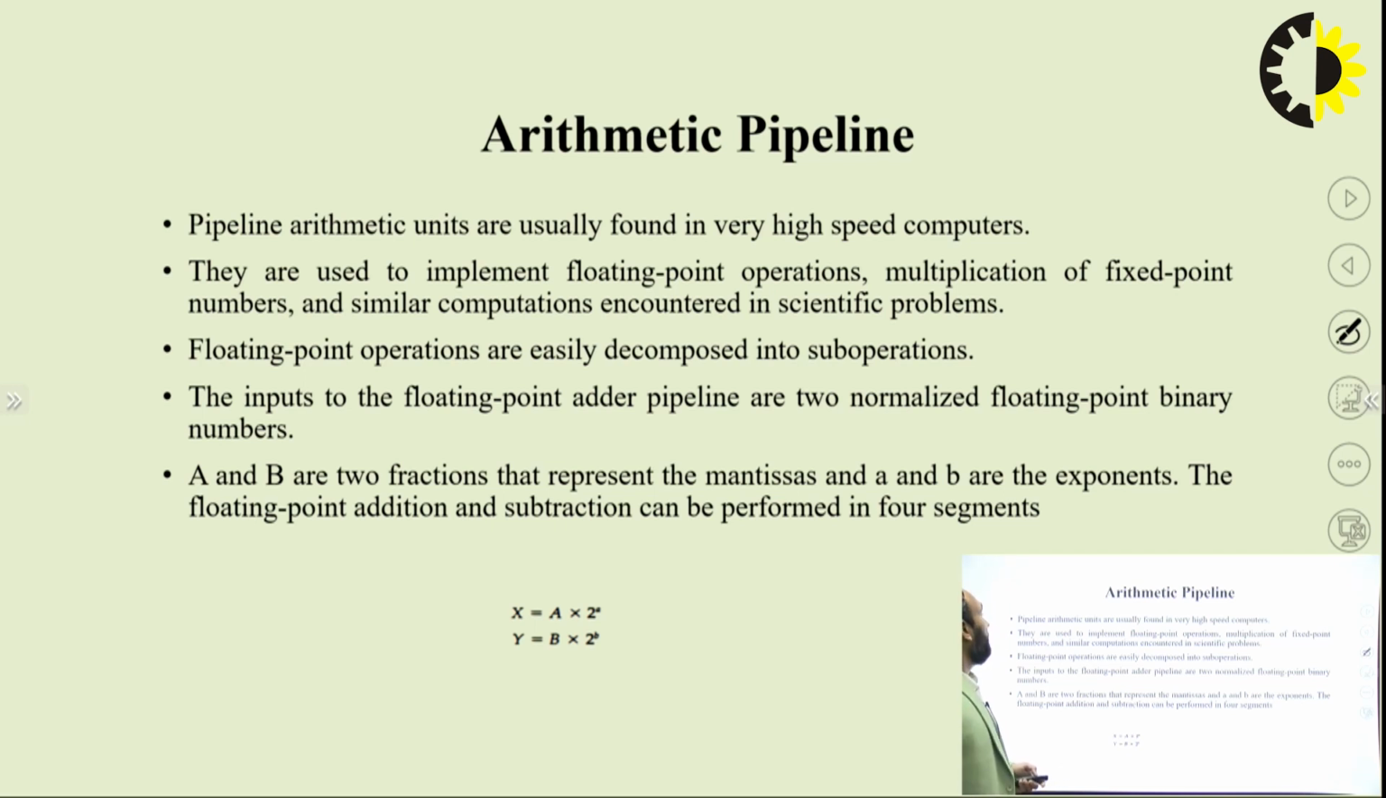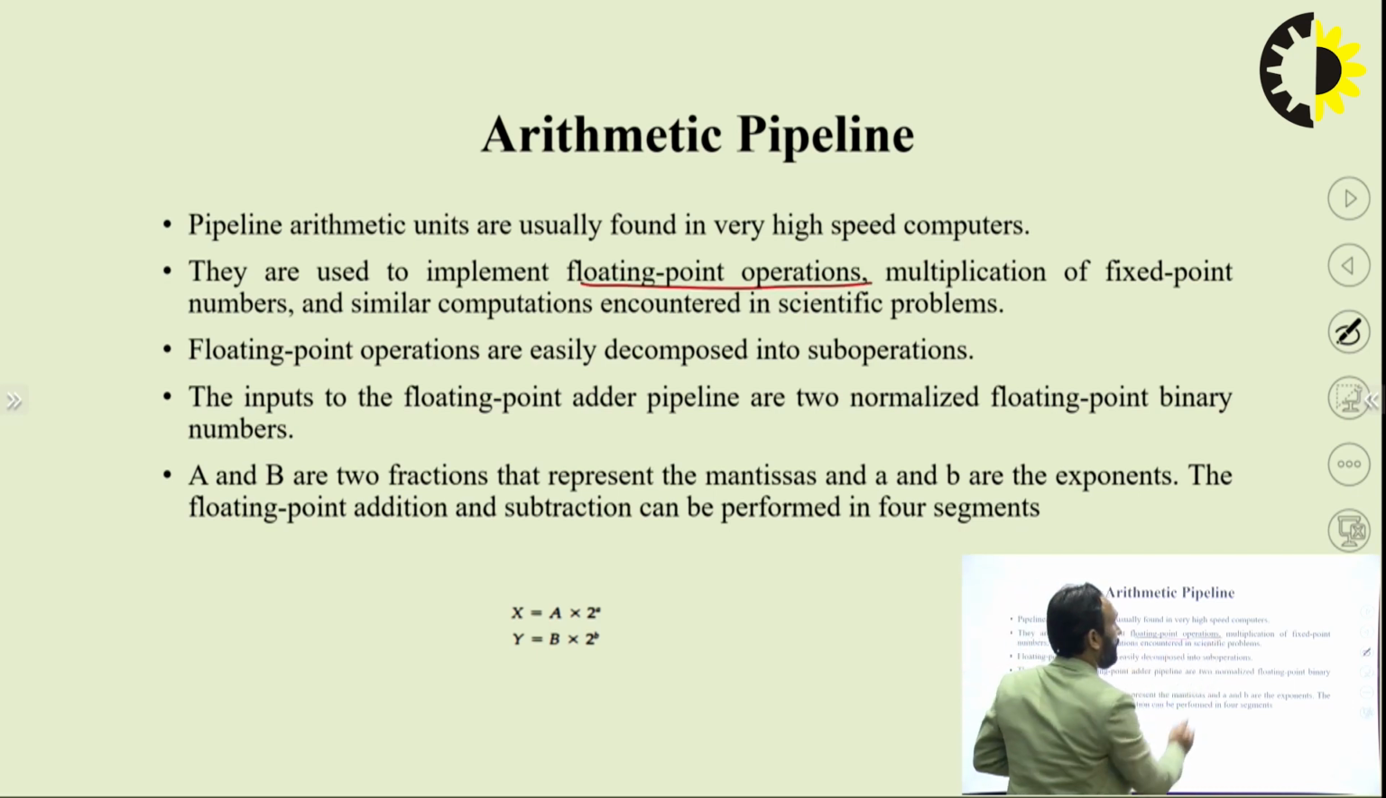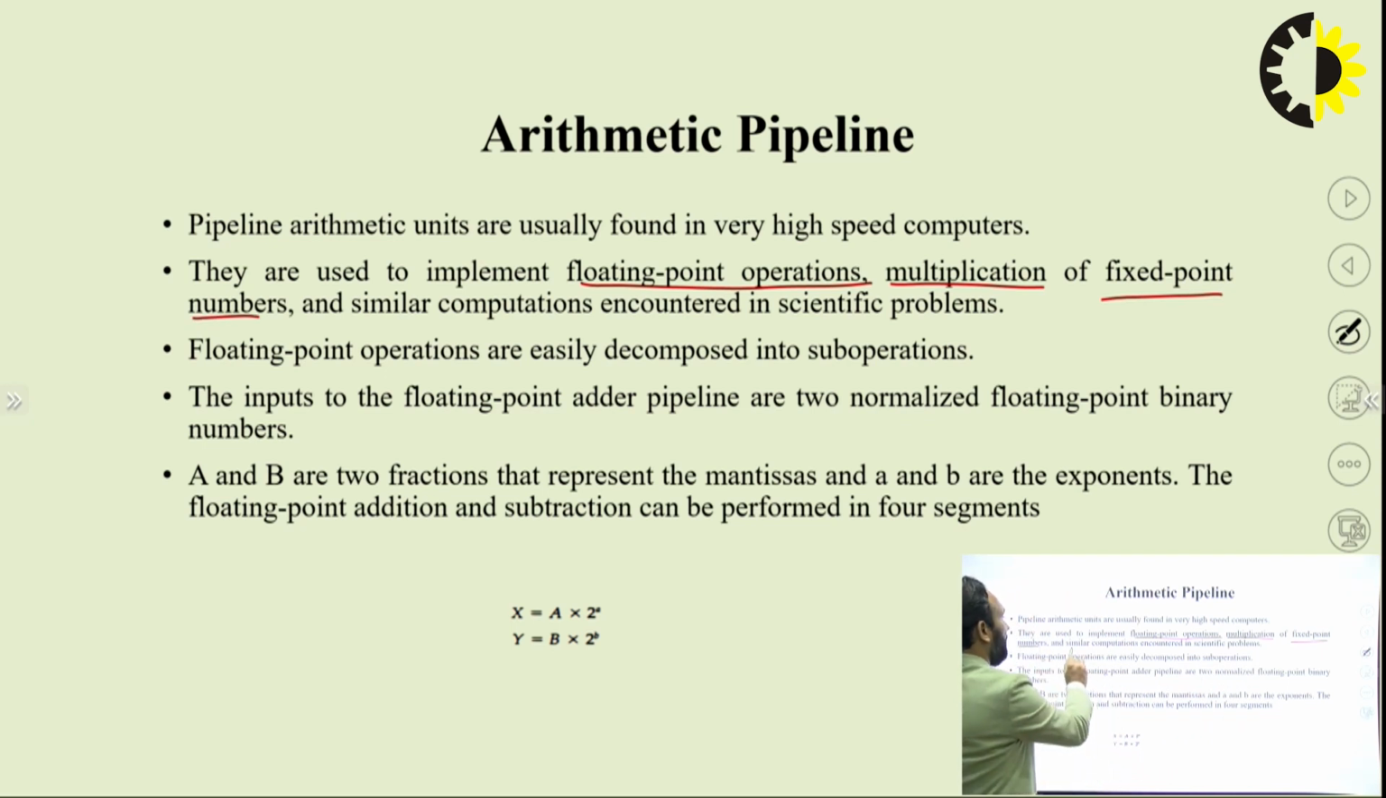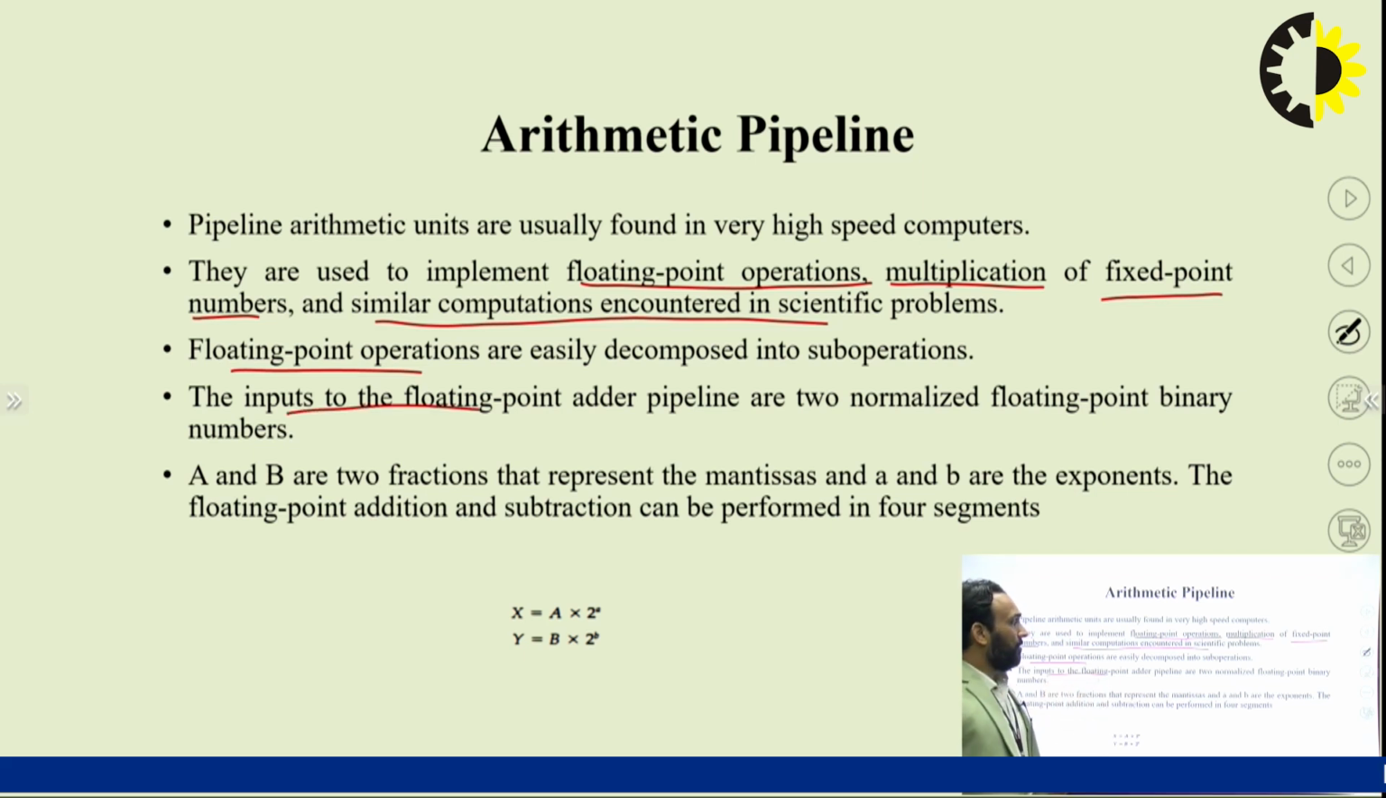What is arithmetic pipelining? Arithmetic pipelining is basically used to enhance the speed of the existing arithmetic operations that generally execute in the ALU. What type of arithmetic operations? Like floating point operations, multiplication, fixed point numbers, and similar mathematical computations encountered in scientific problems. It also helps to execute floating point operations easily.